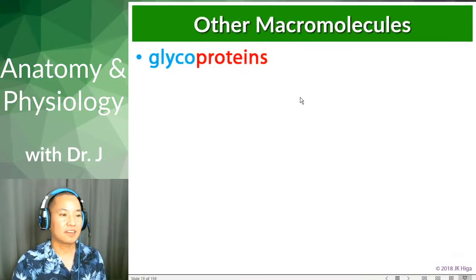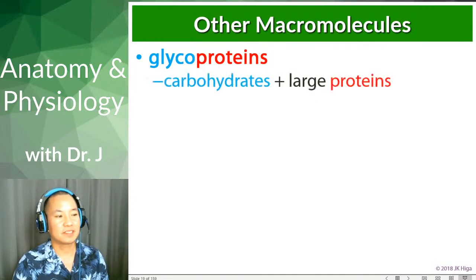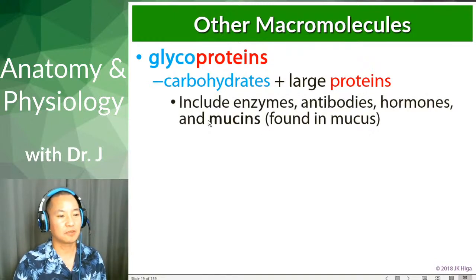All right, so there are other macromolecules covered in your book. So glycoproteins. When you see that root word or prefix glyco, that refers to some sort of sugar. So what is it? Basically, a carbohydrate is linked to large proteins. Now there's also something similar, slightly different. Don't worry too much about this. It also includes mucins found in mucus. So the mucins are a special type of protein.